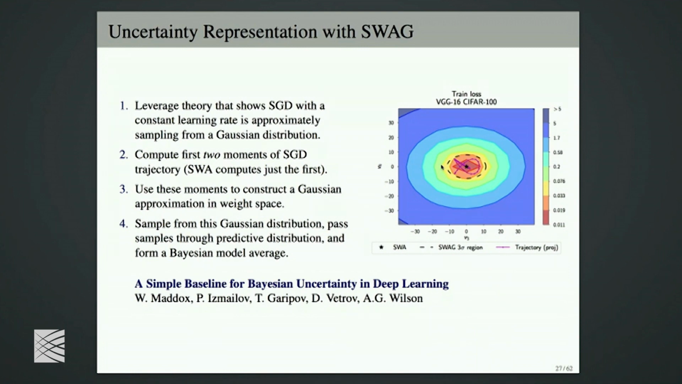Even though the theory suggests that this could capture the shape of the posterior, it makes a lot of assumptions that might be questionable in practice. So we wanted to verify this by actually trying to visualize the loss surface along the principal components of the SGD iterates.